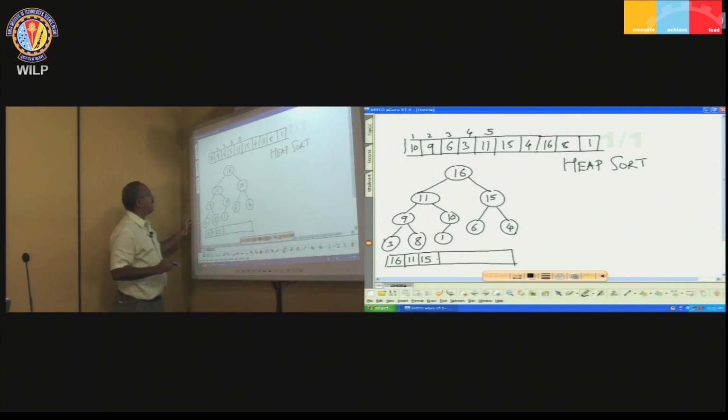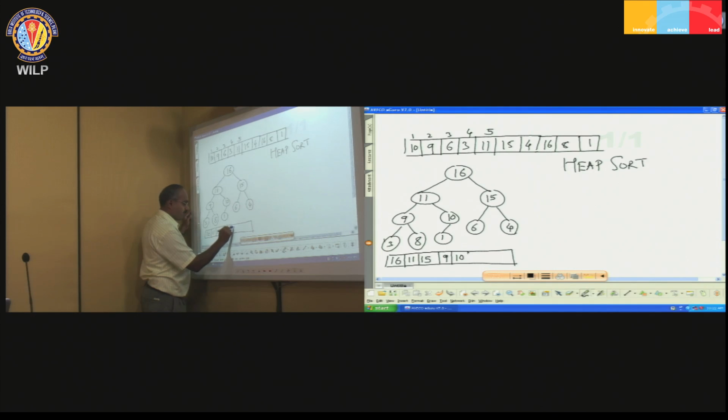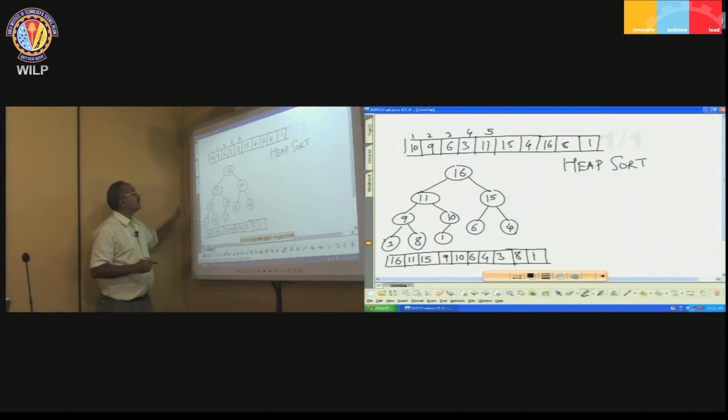correct. 11's left child is 9, right child is 10. So, at 11 you have 9 and 10, and at 15 the left child is 6 and 4. So, I will get 6 and 4. Now, you have 9, whose children are 3 and 8, and finally 10 has left child 1. So, we started with an arbitrary array and built a heap. This is the array which corresponds to this complete binary tree, or this particular heap.